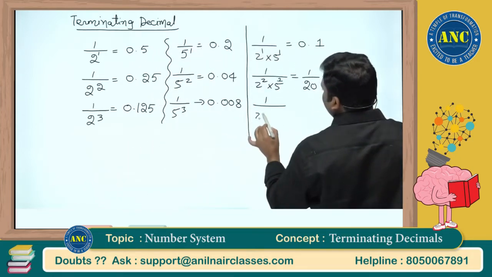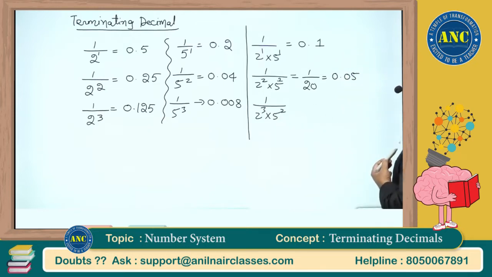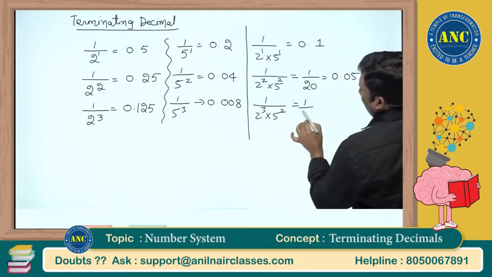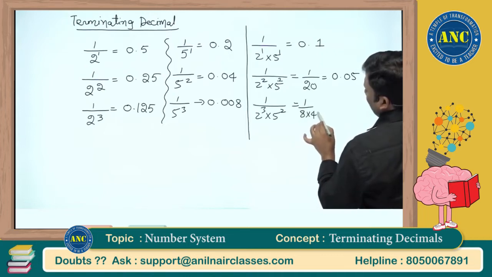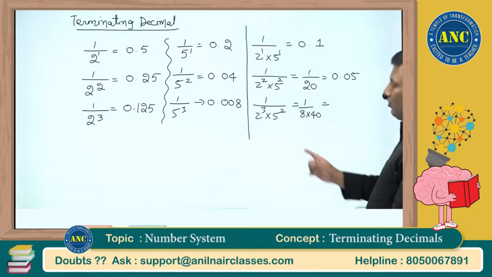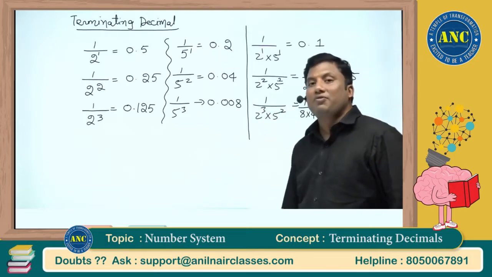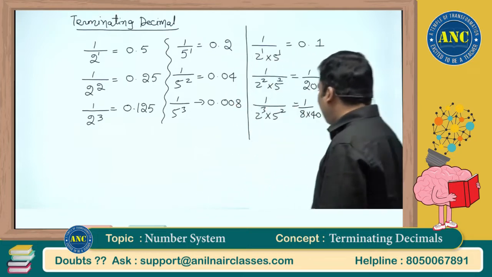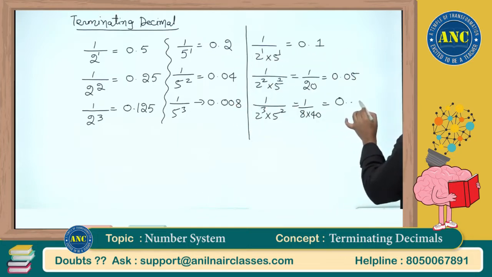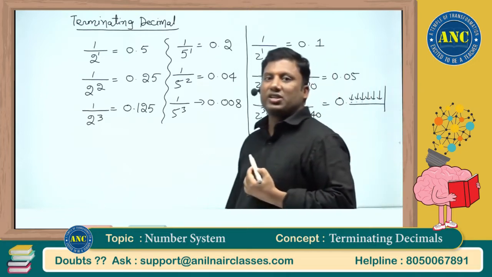Suppose it is 1 by 2 cube into 5 square, which is 1 by 8 into 25. Now see here. What is this power? 3. What is this power? 2. What is the LCM of 3 and 2? 6. Exactly after 6 digits: 1, 2, 3, 4, 5, 6. After 6 digits, it will stop.